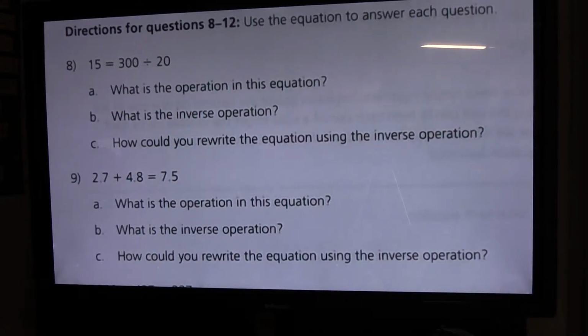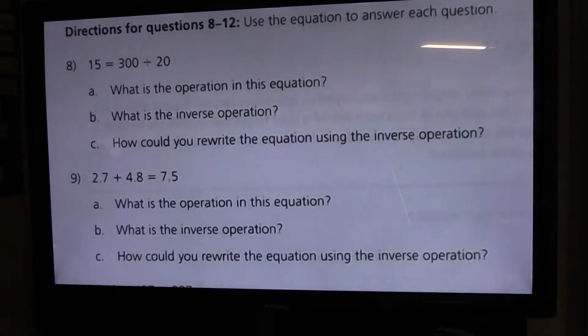Okay, I want to go over a couple of the items where my students are going to have to use inverse operations. This is going to be an activity they're going to have to complete at home as homework, and I want to make sure that before they leave me, they really understand what we're doing. And if they don't fully understand, when they're home working on their homework, they can go to our YouTube channel and watch this video to get the gist of how to do this type of problem. Our directions say, use the equation to answer each question.